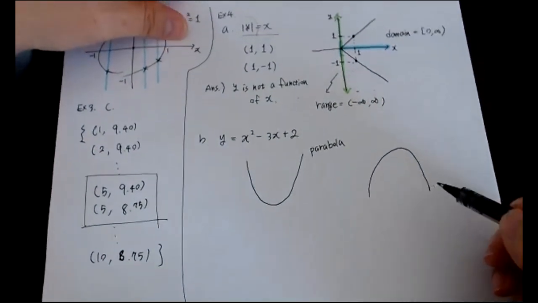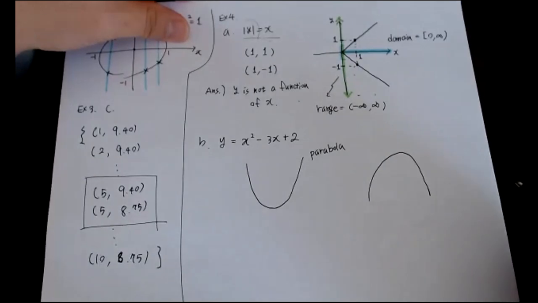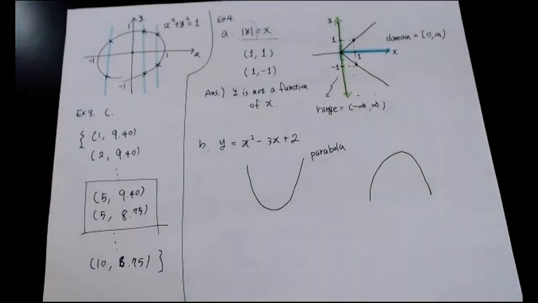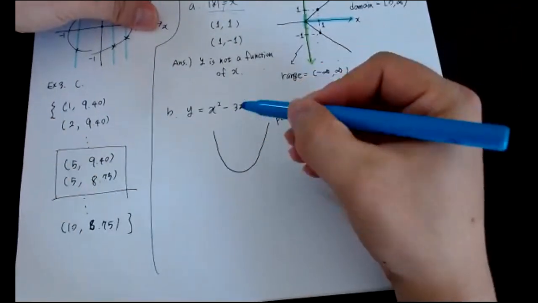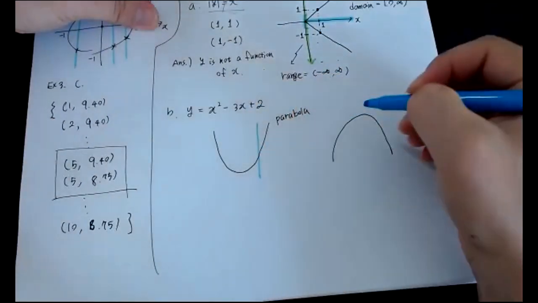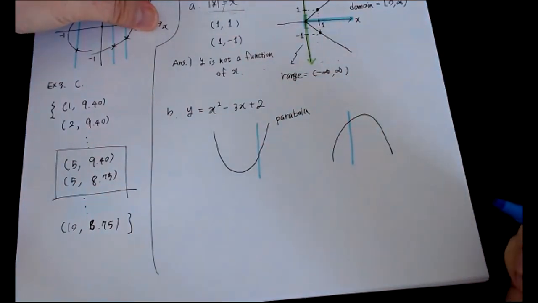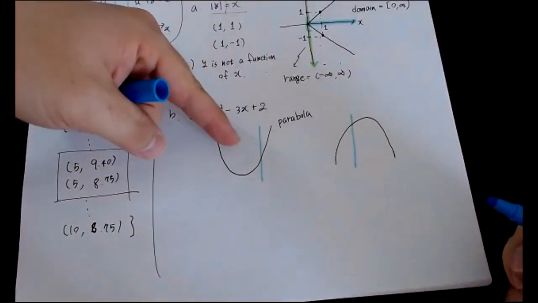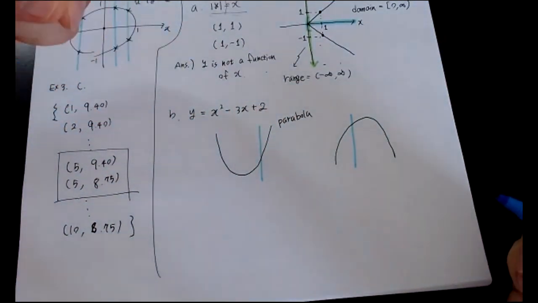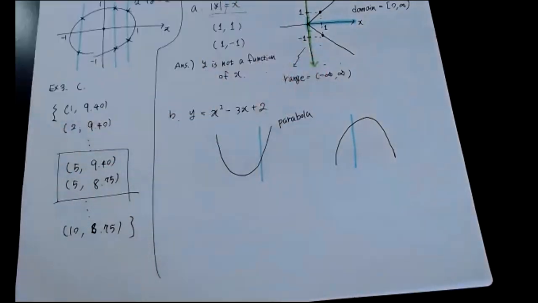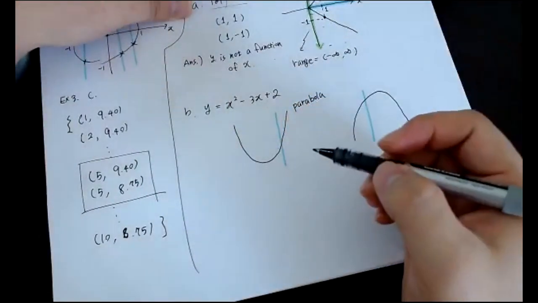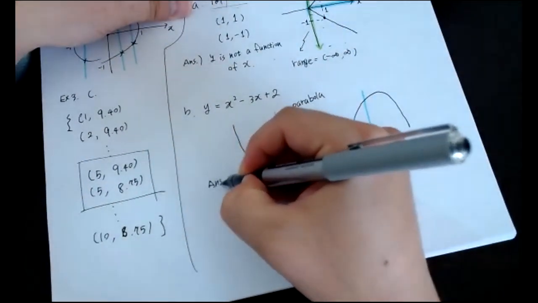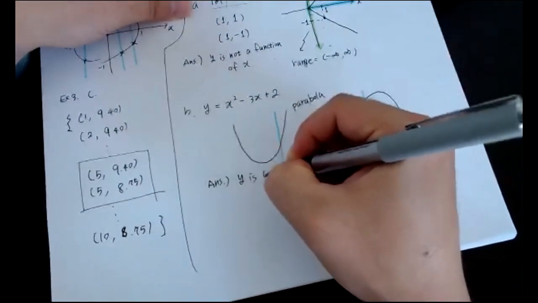Now you can see that either of these two parabolas passes the vertical line test, right? It's because you see the vertical line passes through the graph only once, for either case. So in this problem, y is a function of x. The answer is: y is a function of x.